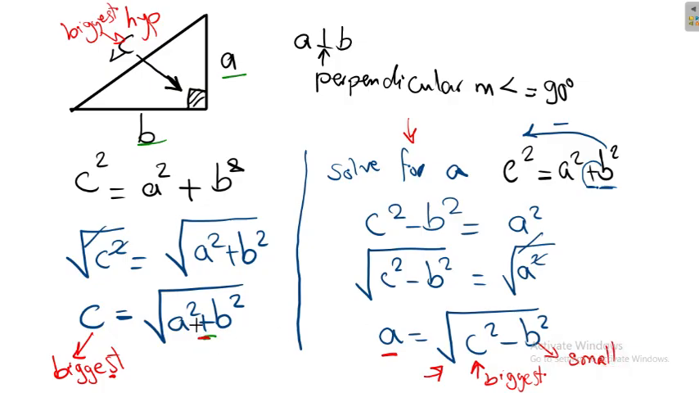So for easy memorization, when you get the hypotenuse, which is the biggest side in the right angle triangle, add the squares of the two other sides under the root. And if you want to get one of the small sides, subtract the biggest square minus the other small side square under the root. Okay? It's very simple now. Okay, let's move to the questions.